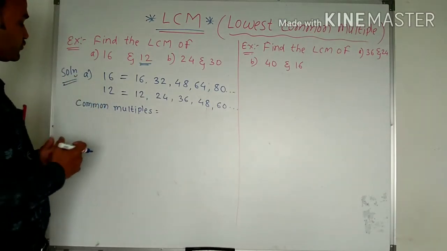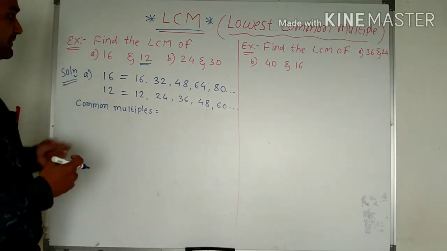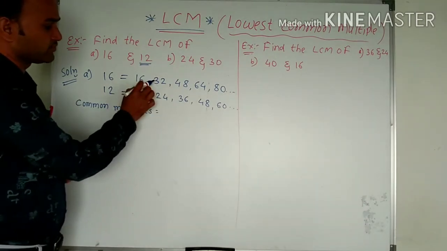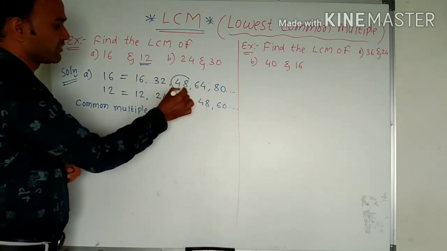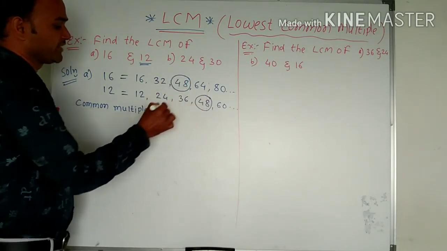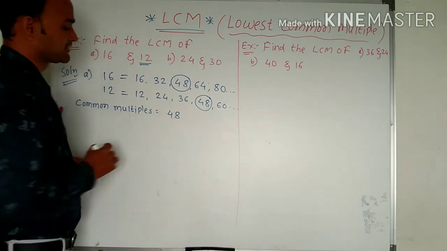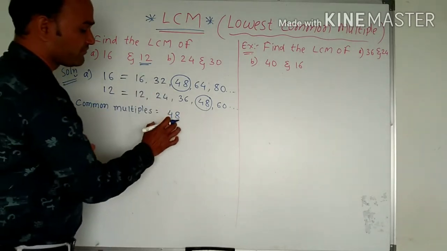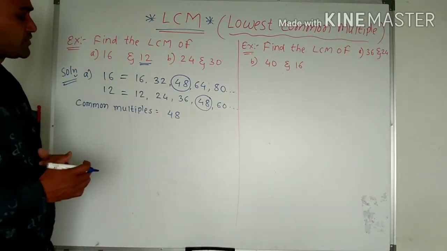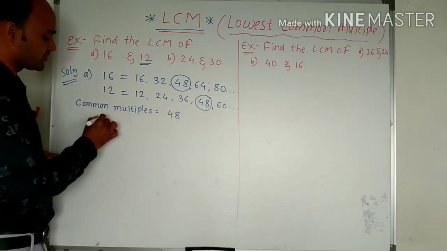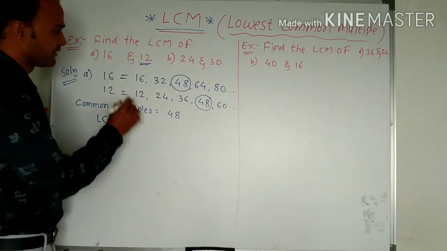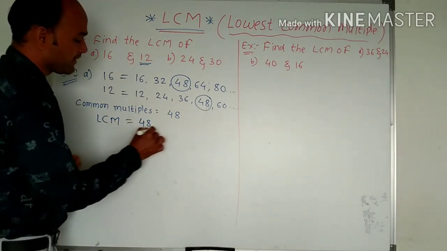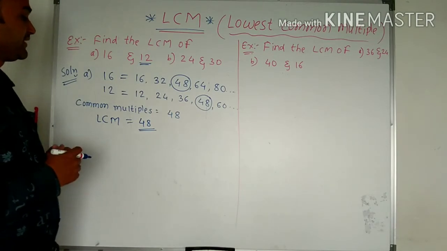But among them we have to see the common multiples. What are the common multiples? 16 and 12, no common. 32, 24, no common. 36, 32, no. 48, 48. Okay, here we got the common one: 48 is the common multiple. Among them, the lowest or least common multiple, we got only one common multiple, and this is the first common multiple. So the LCM of 12 and 16 is 48.